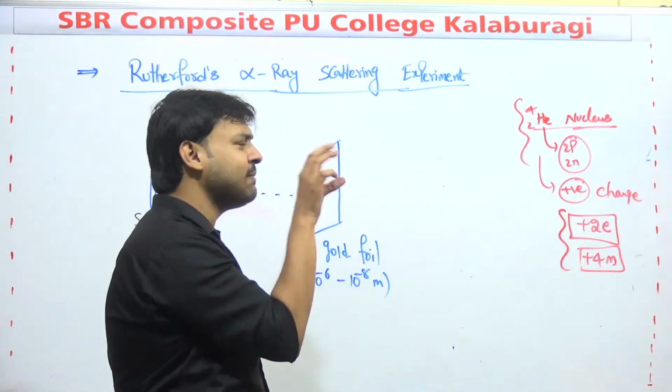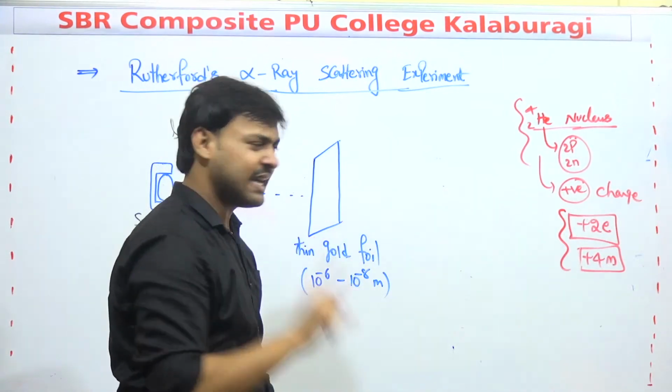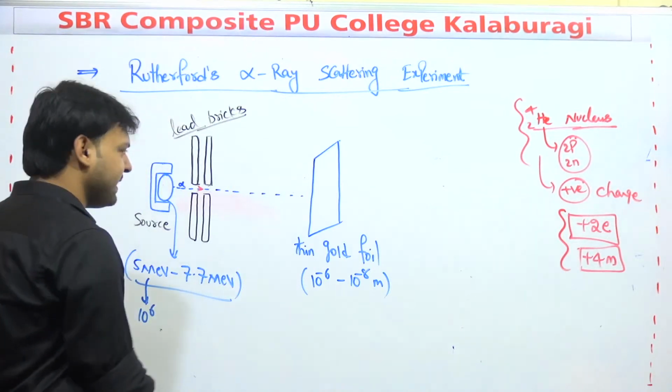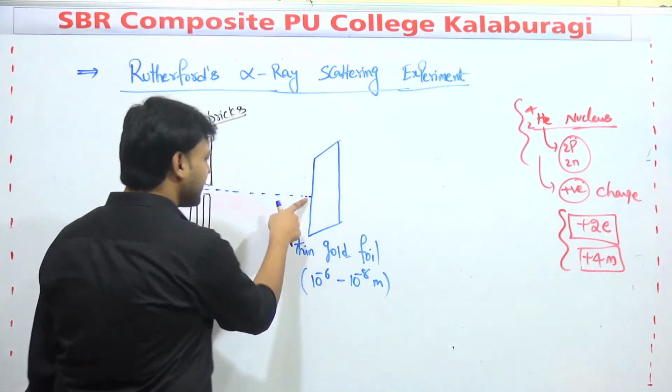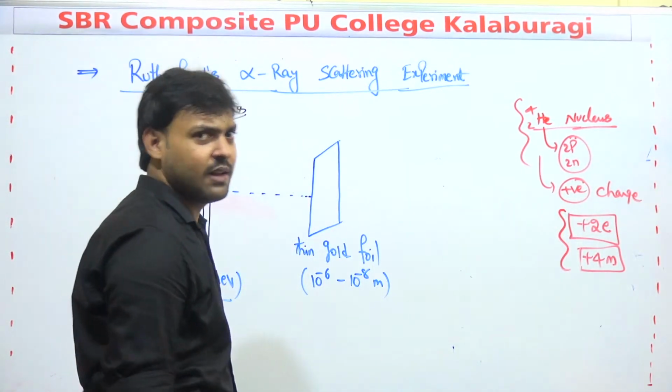Understand? Only one atom is there on that layer. Another atom is not there. So that much thin he can set for the gold. Alright. So now what happened is this alpha particle after striking the gold foil, what will happen? It will deflect. So why?